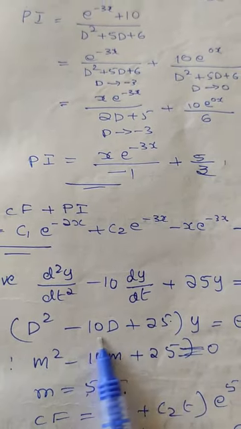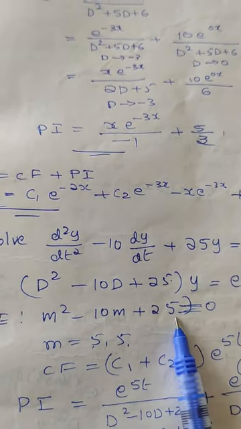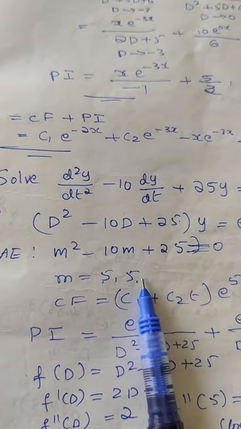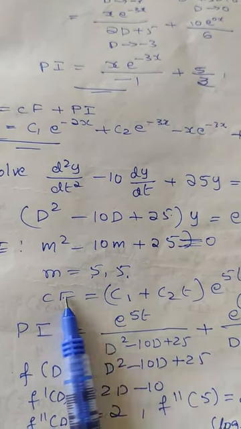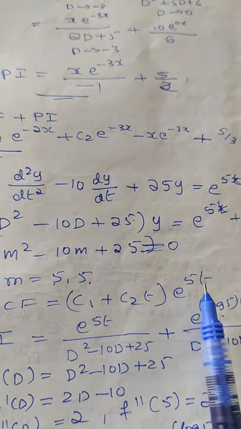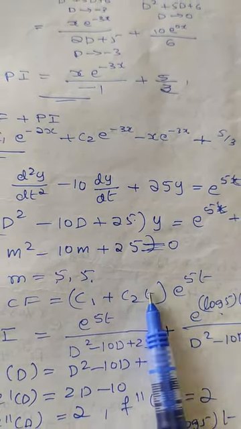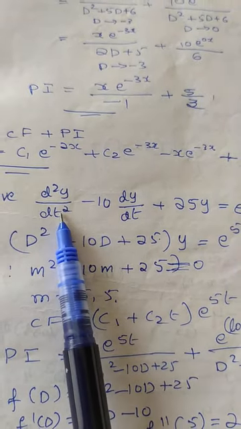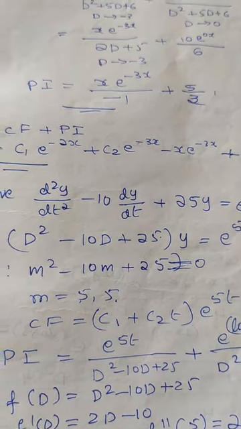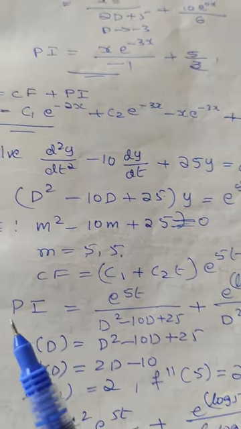Now write the polynomial operator, auxiliary equation, and find the two roots. Here two roots are real and equal. Write the CF. You know how to find the CF. But while writing the CF, you should write the same independent variable. Don't write in terms of x. Since t is the independent variable, write in terms of t. If x is the independent variable, write in terms of x, like that. Now come to the RHS.